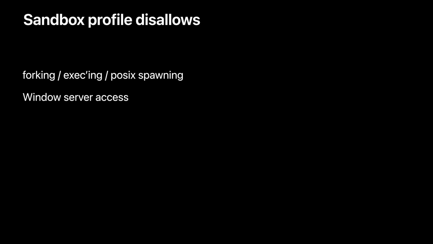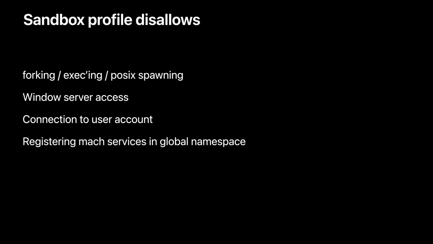Some examples of things you can't do are forking, execing, or POSIX spawning a child process, accessing the Windows server, making a connection to the foreground user account, or registering your own mock services in the global namespace. If, as you develop your extension, you find the sandbox too restrictive for a legitimate capture case, please provide us feedback through Feedback Assistant, and we will carefully consider loosening restrictions.